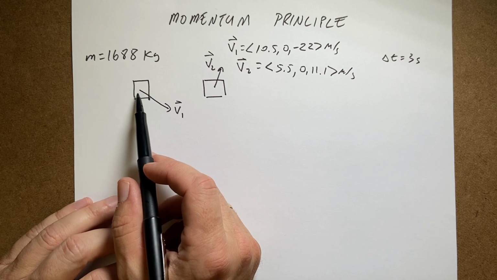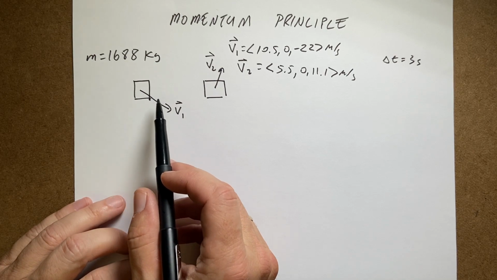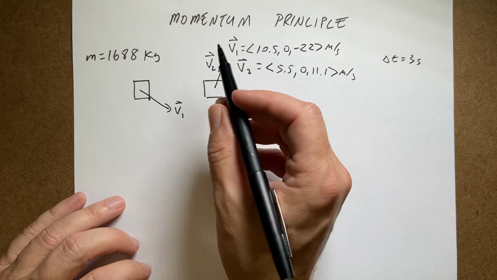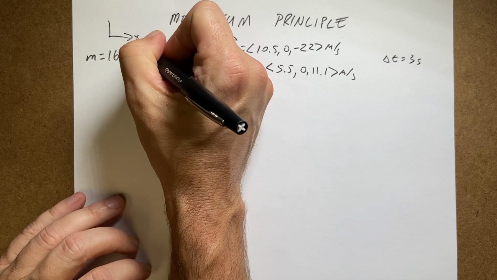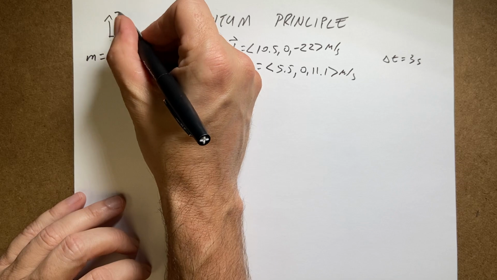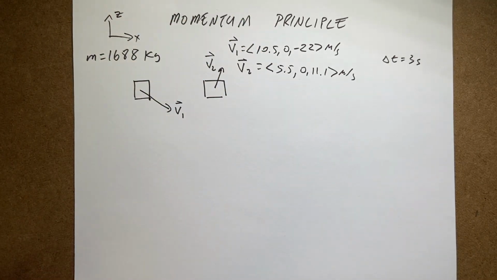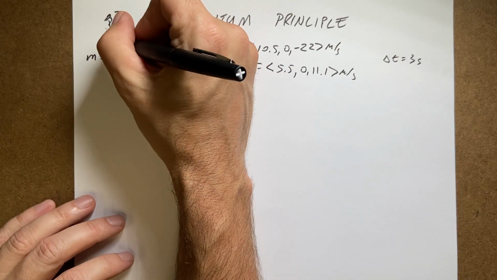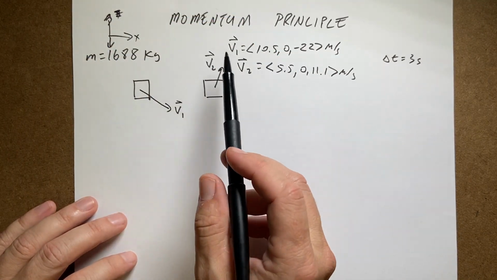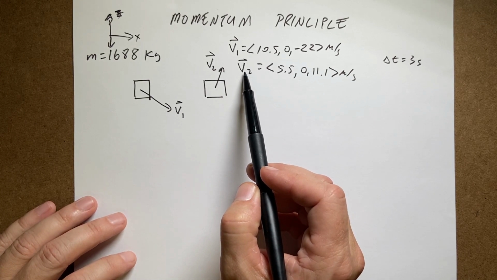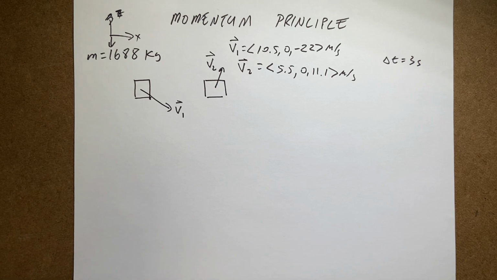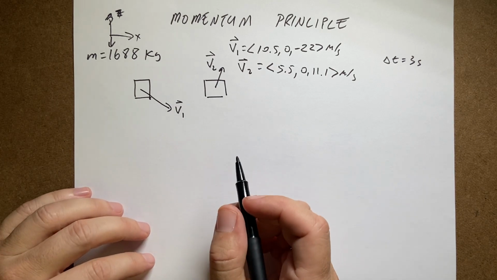So here's a car traveling with a certain velocity, and then it slows down and turns, so it has a new velocity. I made up these two velocities, and I'm using this as the x, this up and down as the y, and that's the z. X cross y, actually, this would be z. I got it backwards. It doesn't matter. It goes from this velocity to this velocity in 3 seconds and has a mass of 1688 kilograms. The question is, what's the net average force during this time interval?